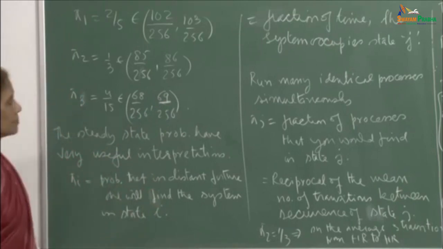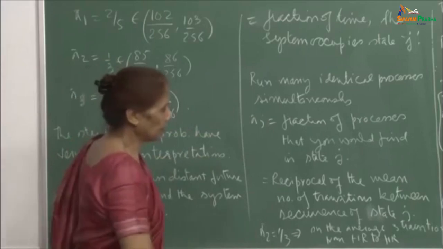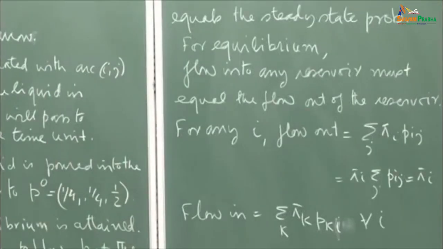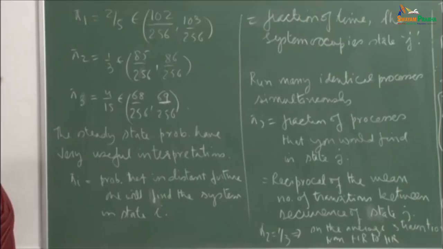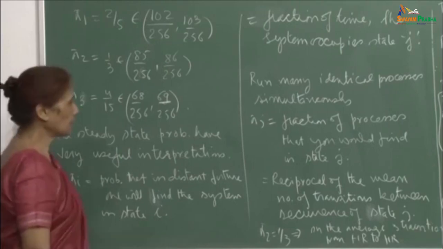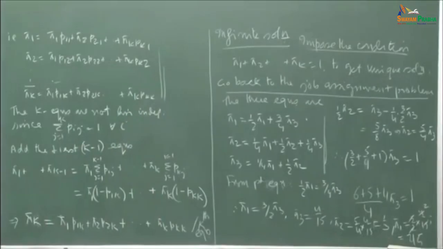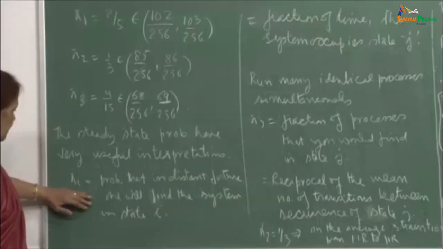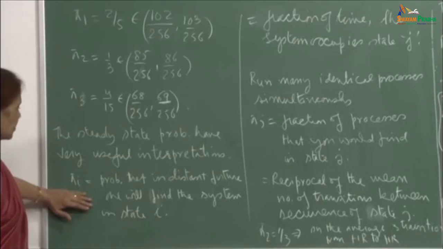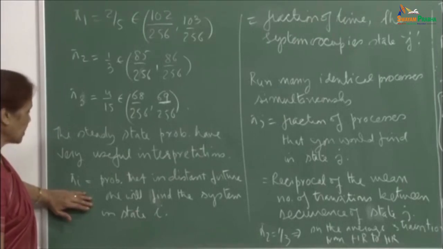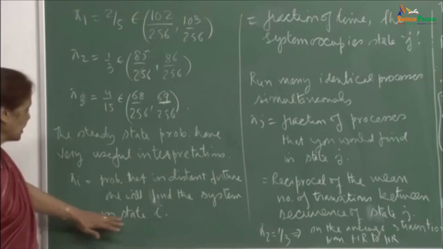So the two things match, but certainly that is a much better, quicker way of obtaining your steady state probabilities. Now, these steady state probabilities have very useful interpretations, and we will continue seeing through examples later on when we analyze the process further. So essentially what we have said is that pi i is the probability that in the distant future one will find the system in state i.